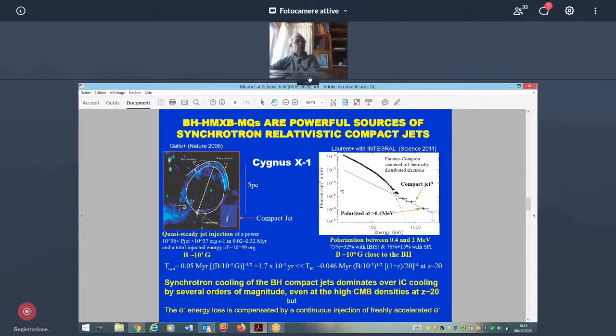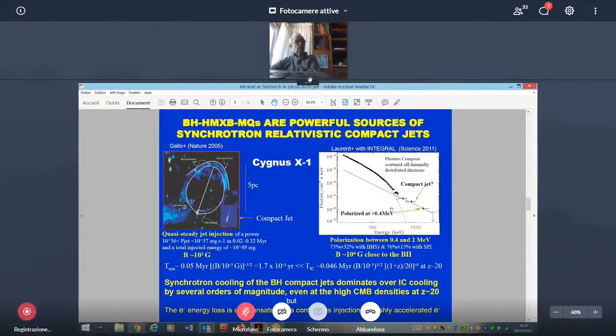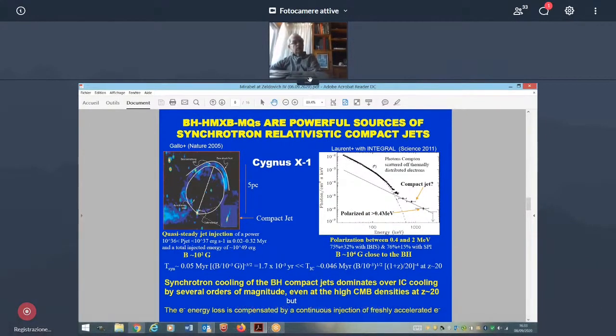And the observations by Philippe Laurent, who is a co-author of this investigation, with the satellite INTEGRAL, they found in Cygnus X-1 this spectrum at very hard X-rays and soft gamma rays made by INTEGRAL, both by the imager and the spectrometer. And you see here a Comptonized component, but beyond 0.4 MeV, they found a power law component up to 2 MeV, that is the limit of detection of INTEGRAL for this.